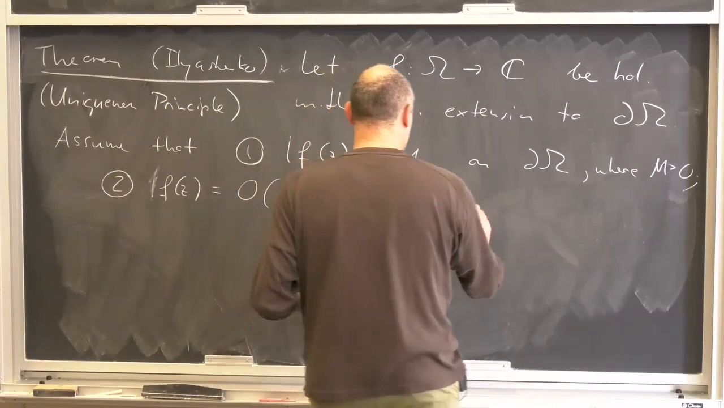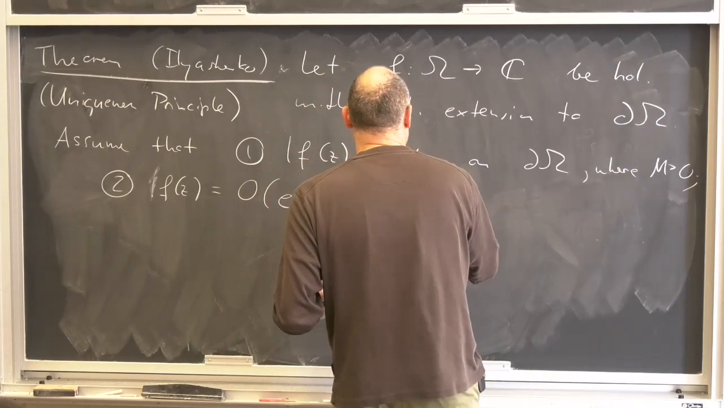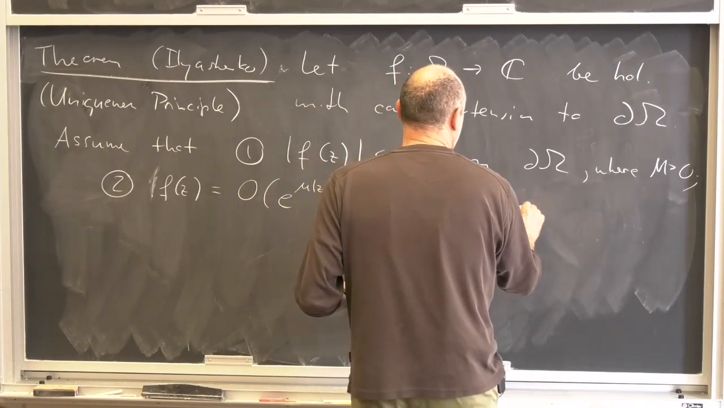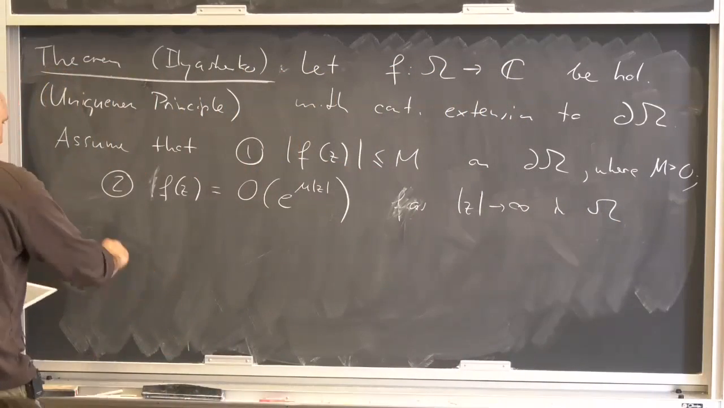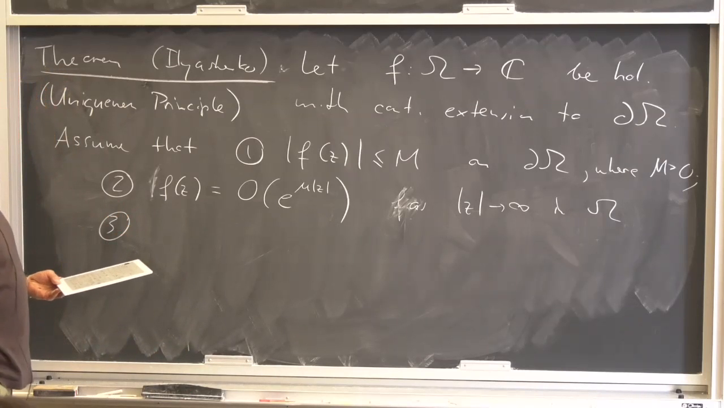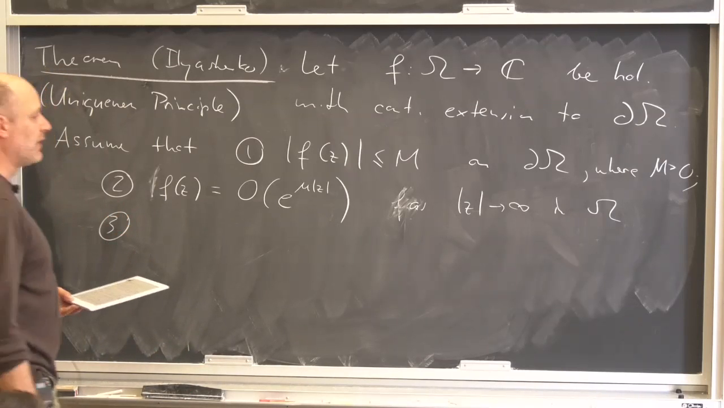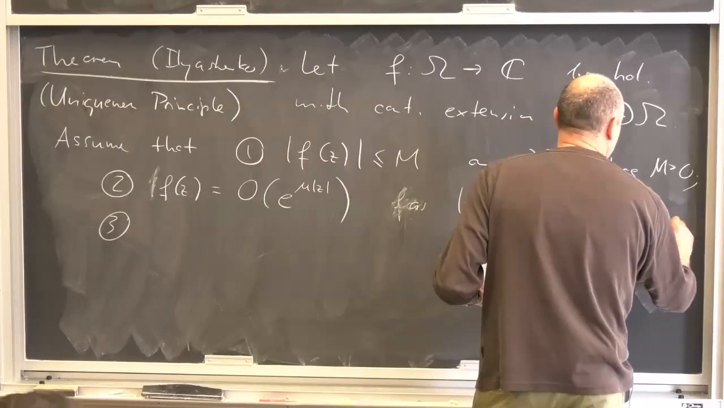as z goes to infinity in omega. So it's exponential growth, and mu is some positive number.